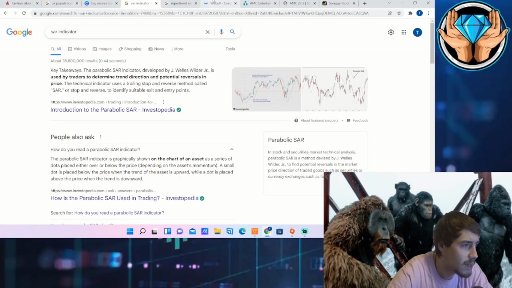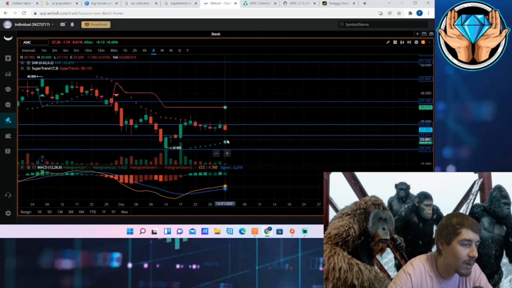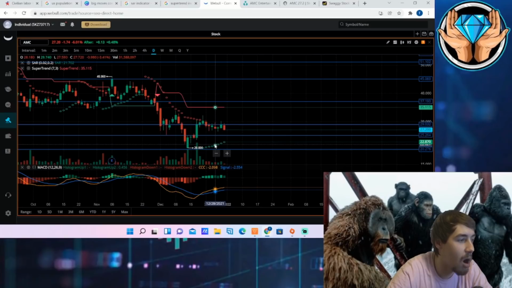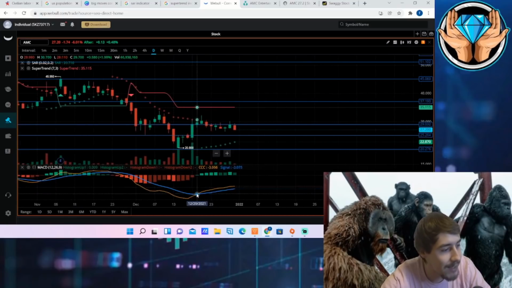So let's take a look at the chart. What's going on? The dot is below the price. That means the trend is upwards, and it's pretty easy to figure out. If it's red, the trend is down. If it's green, the trend is up. So on the daily candlestick chart, the SAR parabolic indicator is definitely telling us we have an upward trend going on. What is the MACD telling us?